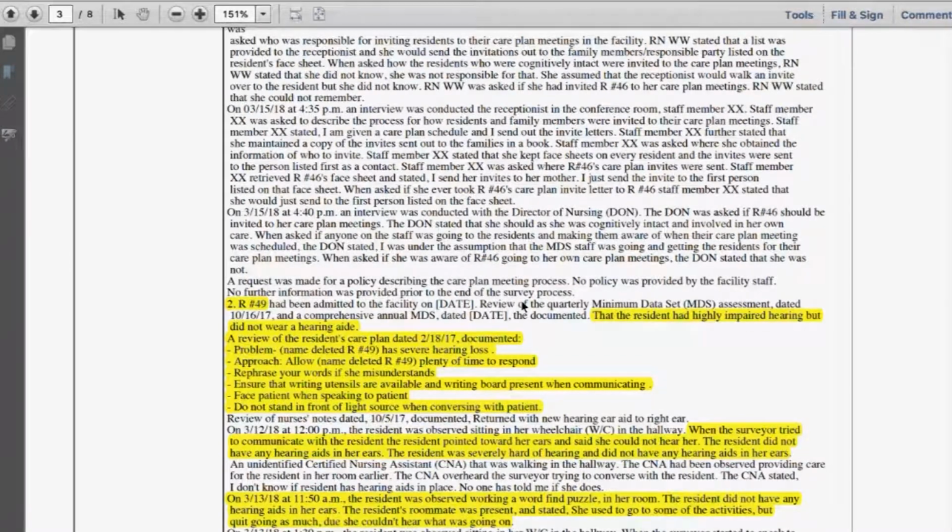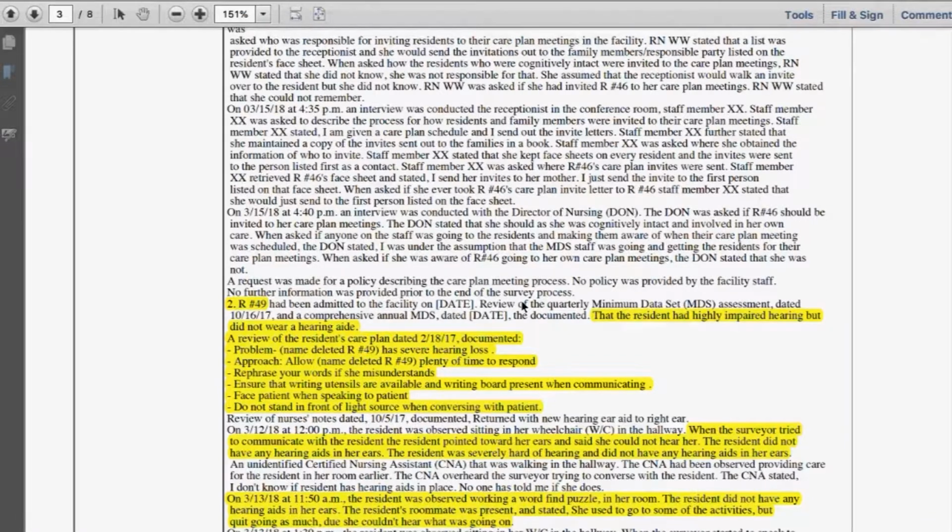Then they talked to a certified nurse aide. The nurse aide stated, "I don't know if resident has hearing aids in place. No one has told me if she does." Getting back to staffing, the staff should know the needs of their residents, and the staff should be addressing the needs of the residents. It's not a YMCA. It's not a hostel. It's a care environment.